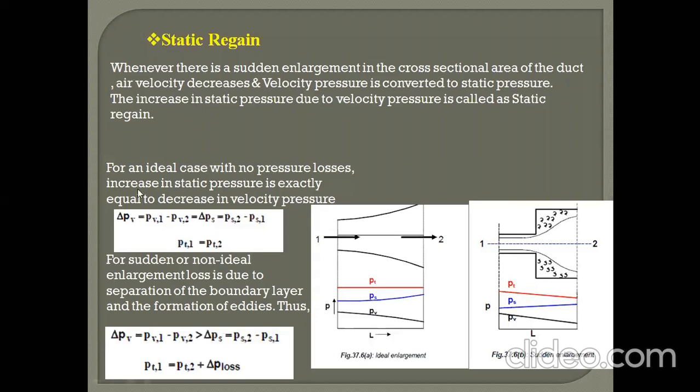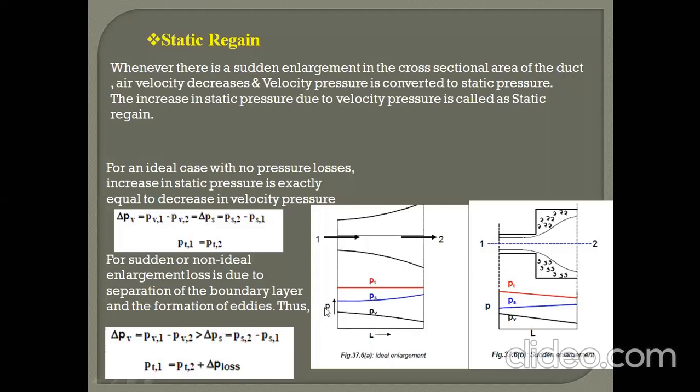So for an ideal case, like in the first case, there is a gradual increase in area, no sudden change in area. So a gradual increase in area is called ideal enlargement. And for this ideal enlargement, you can find that the velocity pressure head is gradually decreasing, and the static pressure head is slightly increasing. Okay, and this is shown by delta PV equal to PV1 minus PV2, which is equal to the static pressure head.